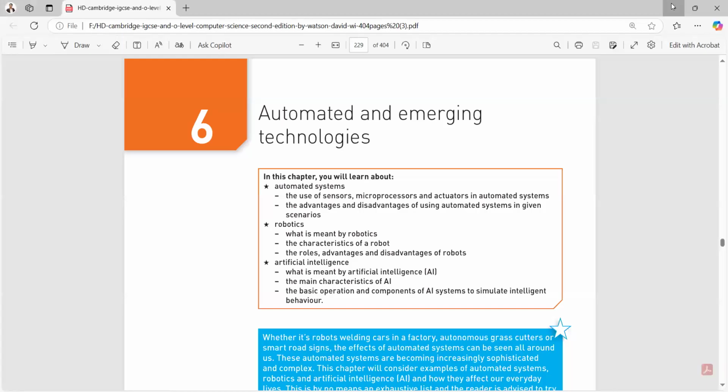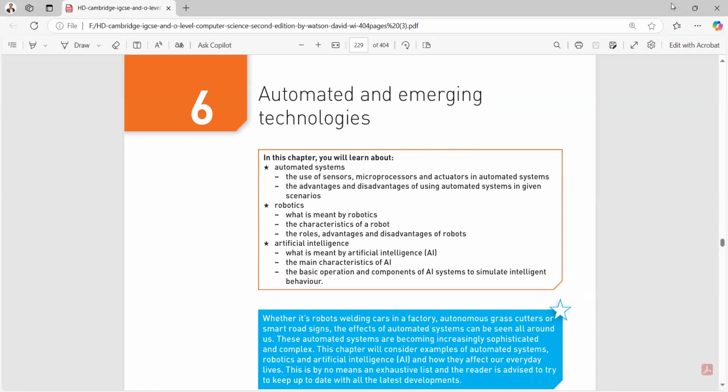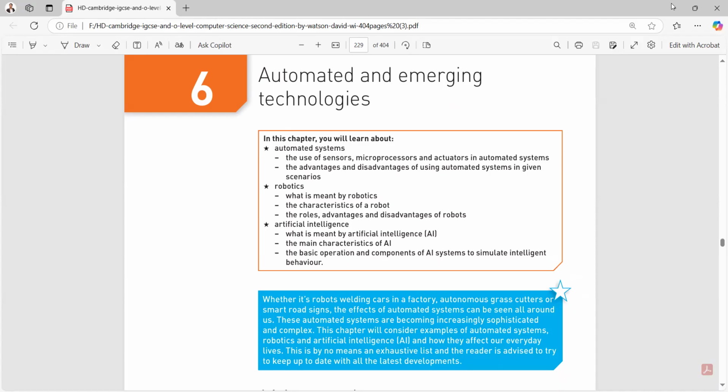So chapter number six is basically about automated systems and emerging technologies. First of all, I'm going to discuss what an automated system is. All those systems that do not need human intervention when they are working are known as automated. And emerging technologies are those which are expected to bring a change into the world in the coming years.